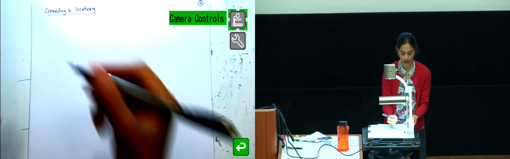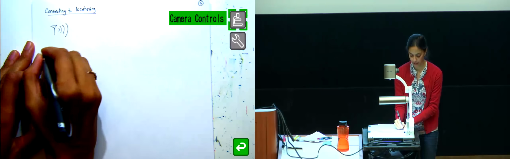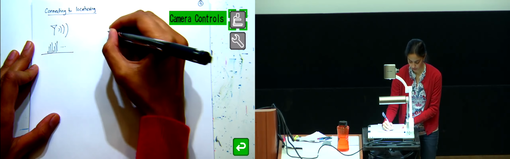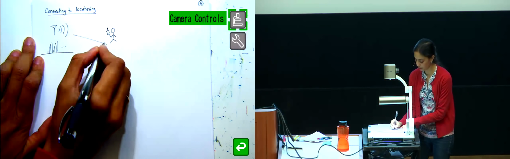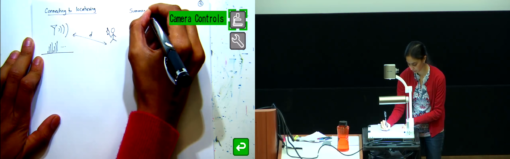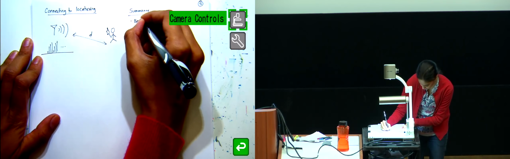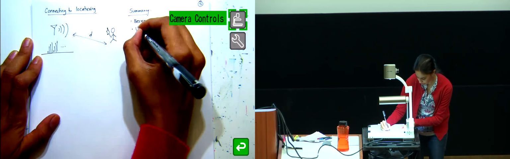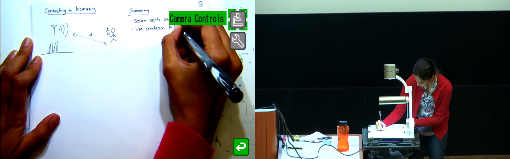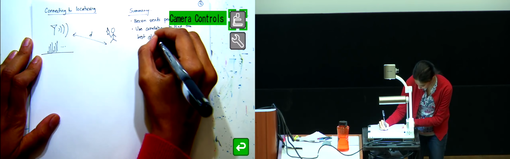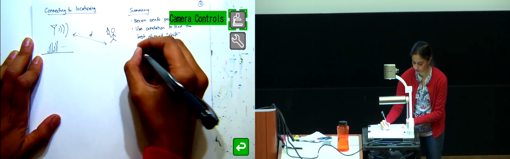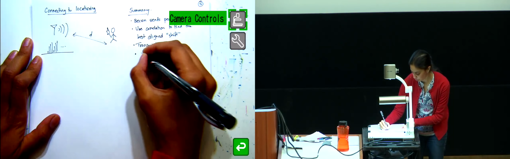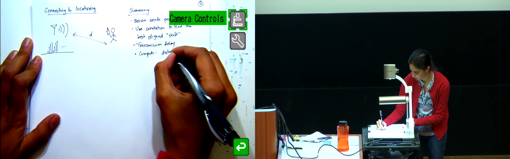we're here again, and remember we had this beacon, and it was sending this periodic song. And then you had this person with their antenna, and you were trying to figure this distance d out. And just to recap, the beacon sends this periodic signal. Then you use correlation to find the best aligned shift. This gives you the transmission delay, which then allows you to compute the distance, right?